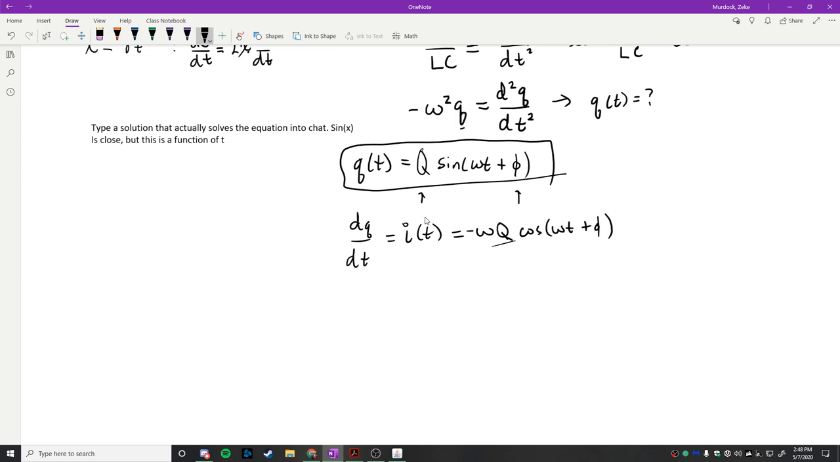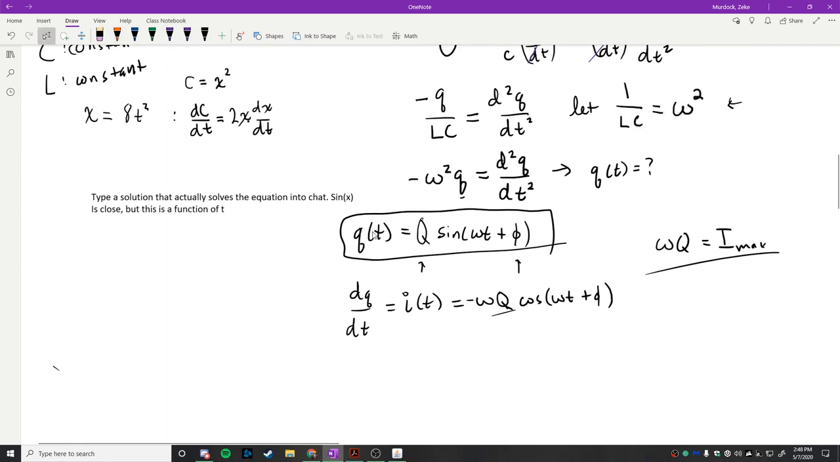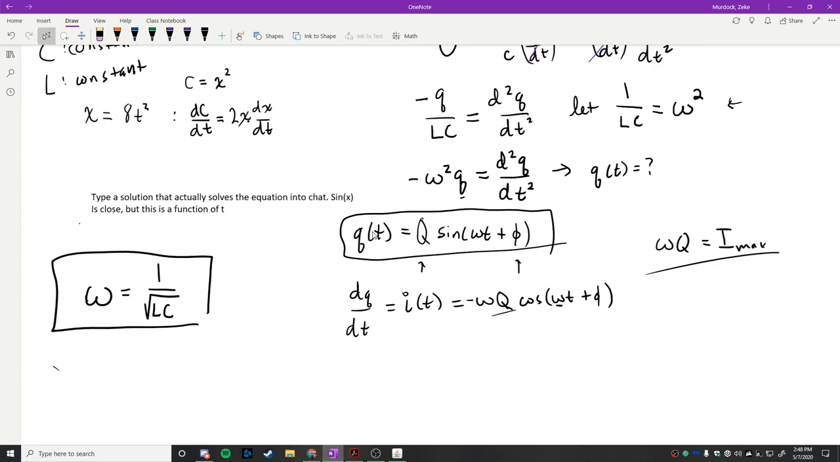And then this thing right here, omega times q, would end up representing the maximum current in the circuit. I know this shows up in some of your homework questions. The biggest thing that comes out of this, though, the piece that we're going to use for the rest of class, is that the frequency of the oscillations within the circuit is given by this. You take 1 over the square root of L times C, and this gives you the frequency of the oscillations of the charge and the current in the circuit. One over the square root of L times C.